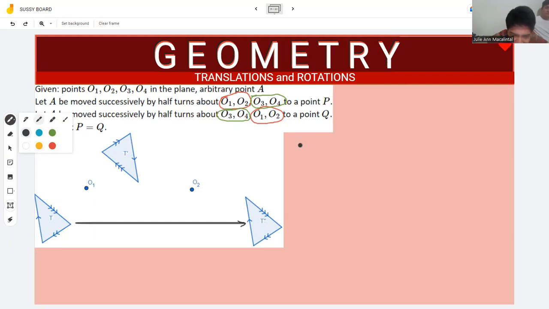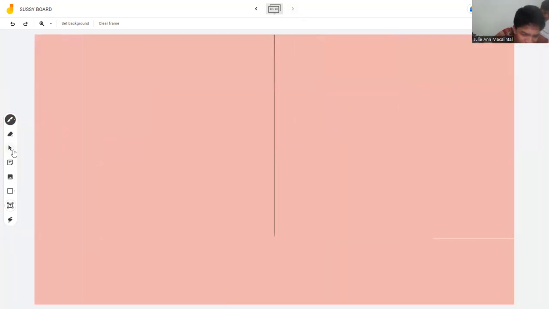A half turn about O1 and then O2 means some sort of translation, plus another translation because of O3 and O4. So how can we prove that the translation from O3 to O4 and then the translation from O1 to O2 is exactly the same as this translation? A translation, as you can see here, is something familiar, which is a vector: magnitude and direction.